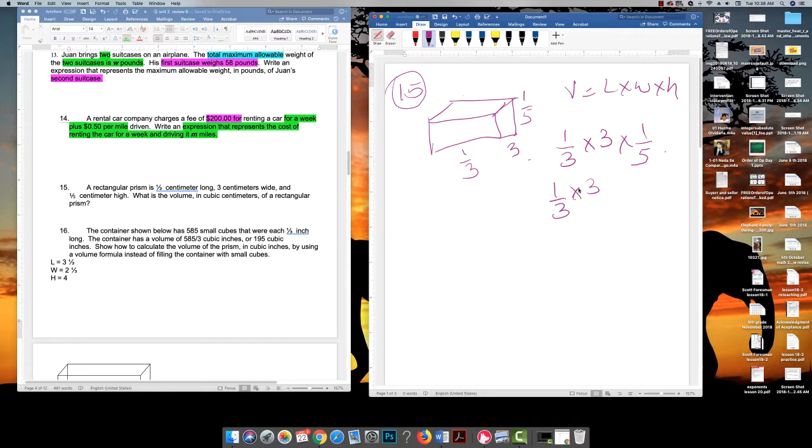I cannot multiply by a whole number, so I'm going to turn it into a fraction. Can I cross cancel these two numbers? Yes, I can, by 3. 3 divided by 3 is 1. 3 divided by 3 is 1. 1 times 1 is 1. So I have an answer of 1.